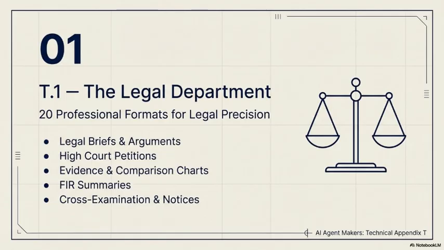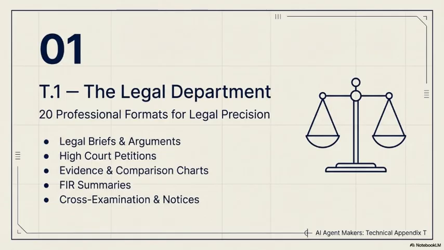We're not just talking about generating some text here. We're talking about generating documents that have to hold up in a court of law. The risk of failure, it's existential in this space. The 20 formats that are listed in this section ensure that an AI, when you task it with legal drafting or analysis, simply cannot skip the mandatory steps of judicial consistency.